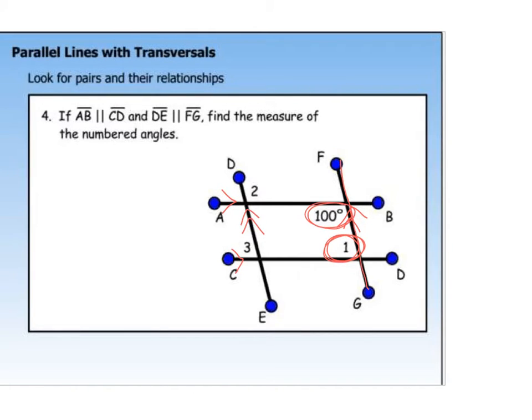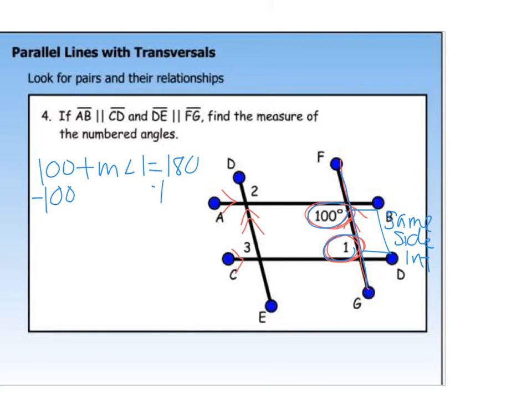Are these interior or exterior angles? Well, they're inside. So if they're inside angles, you know that these are same side interior. You know together 100 degrees plus that unknown angle would equal 180 because these are same side interior. So what would angle 1 equal? Well, if I subtract, here I get the measure of angle 1 would equal 80 degrees.